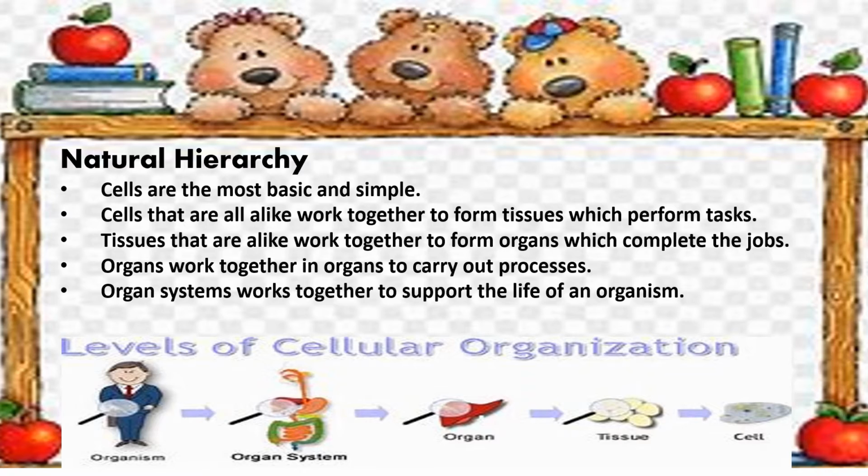Okay? So from organism, then organ system, organ, tissue, and then cell. That is from complex to simple. From basic, we start from cells, then next is the tissues, then organs, then the organ system, then organism.